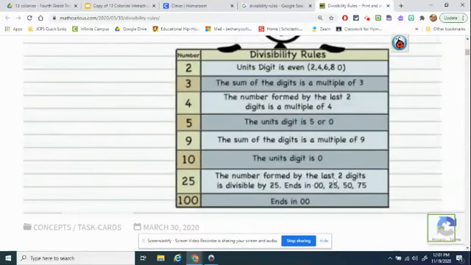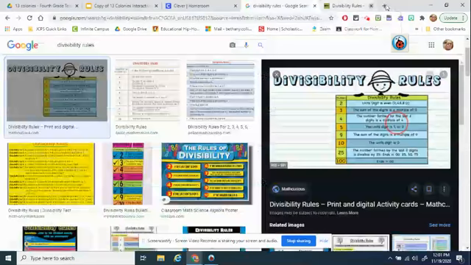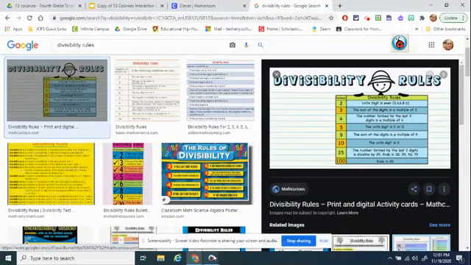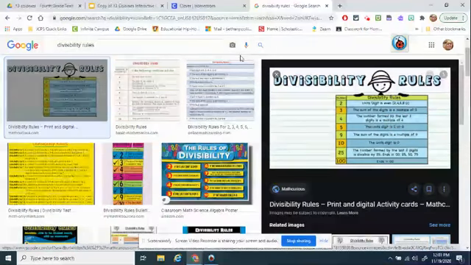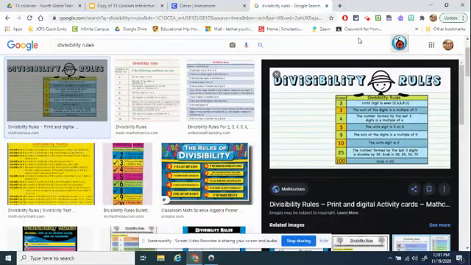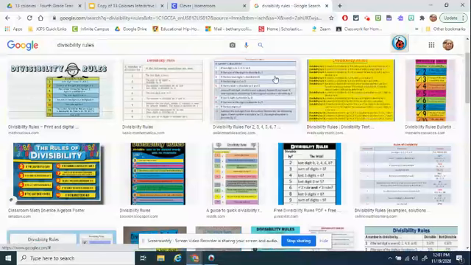25, if the number formed by the last 2 digits is 00, 25, 50, or 75, then it's divisible by 25. And then of course 100 is a 10, so it ends in a 0, but for hundreds it would be double zeros. So these are just some quick ways to, I'm going to go back to my ladybug, and you can see I just Google searched this. They're all over. There's divisibility rules on here, look at these things, okay?